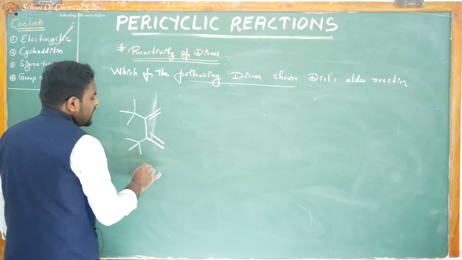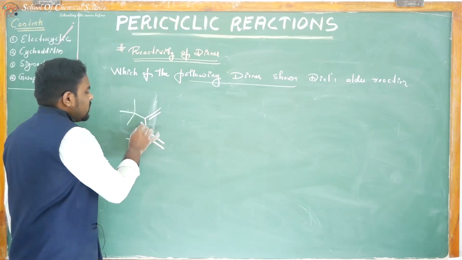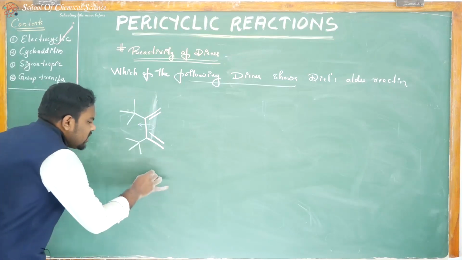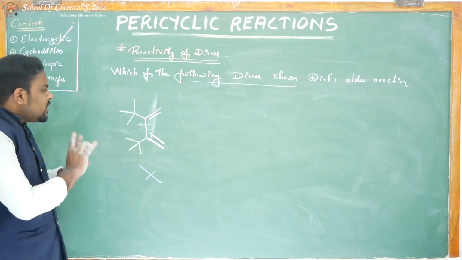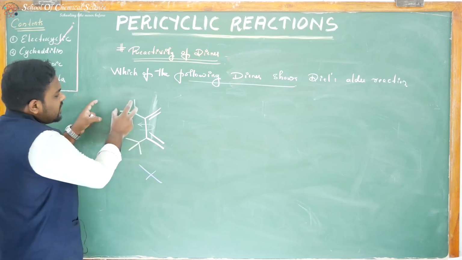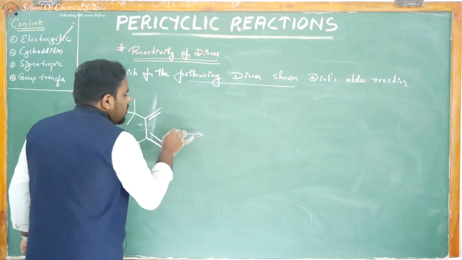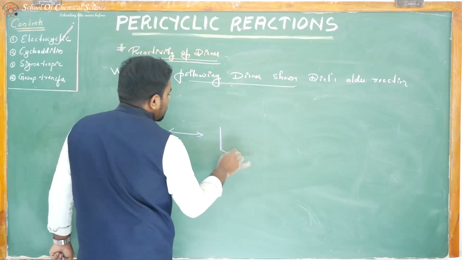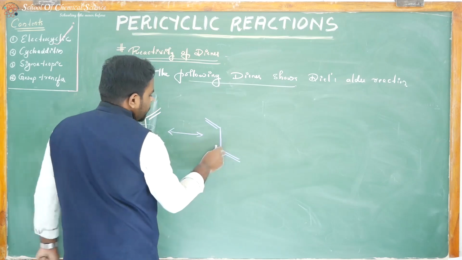This is not a rigid system. It undergoes isomerization, rotation around carbon-carbon single bond. But this compound does not show Diels-Alder reaction. What is the reason? This compound does not show Diels-Alder reaction because these are bulky groups. These two tertiary butyl groups are very bulky. So it undergoes rotation around carbon-carbon single bond and it is converted into the trans form.